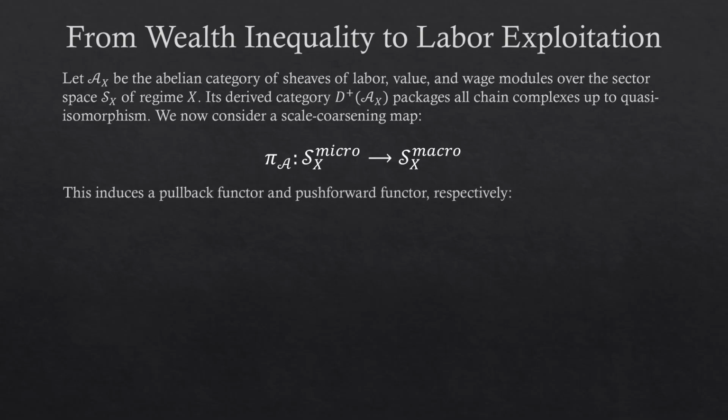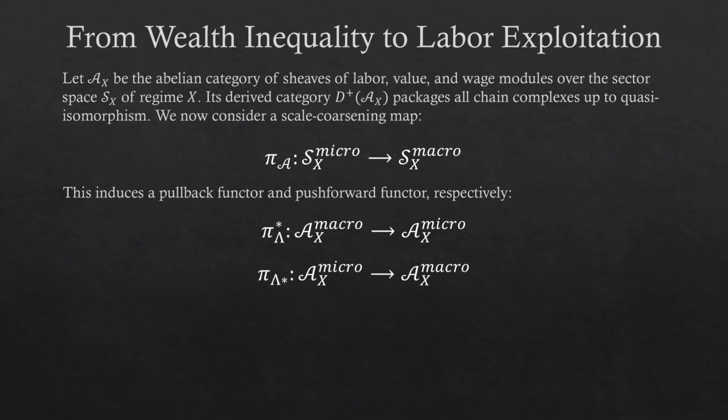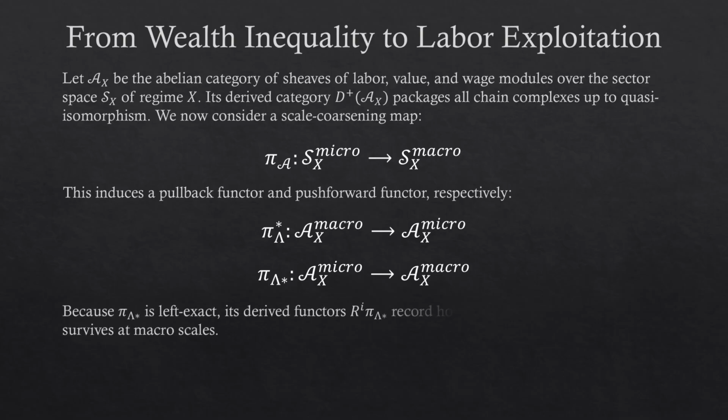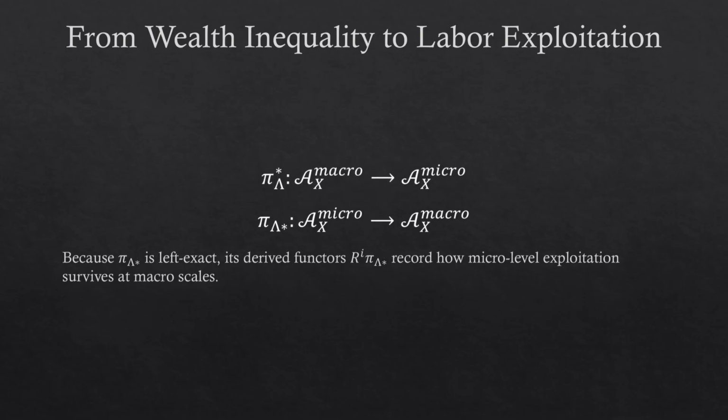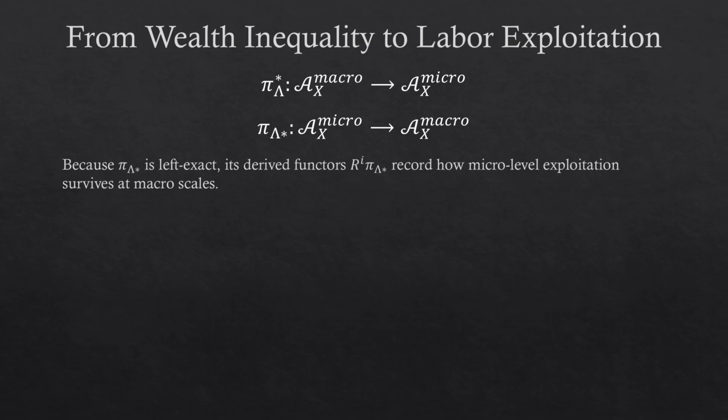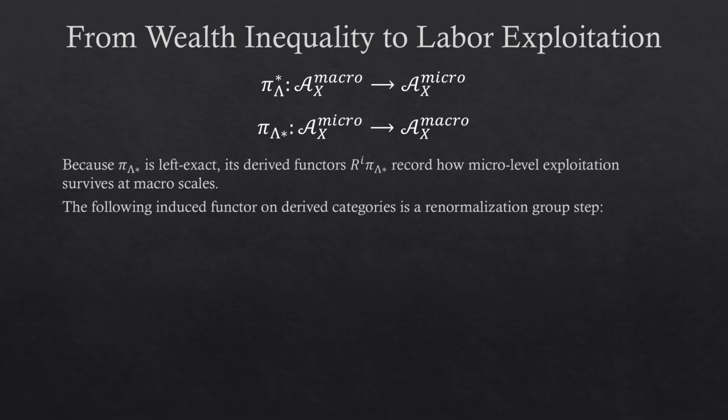This induces a pullback functor and push-forward functor, respectively. So pi upper star sub lambda takes us from macro to micro, and pi sub lambda star takes us from micro to macro. And in this case, these are abelian categories. Because pi sub lambda star is left exact, its right derived functors record how micro-level exploitation survives at macro scales. The following induced functor on derived categories is a renormalization group step.